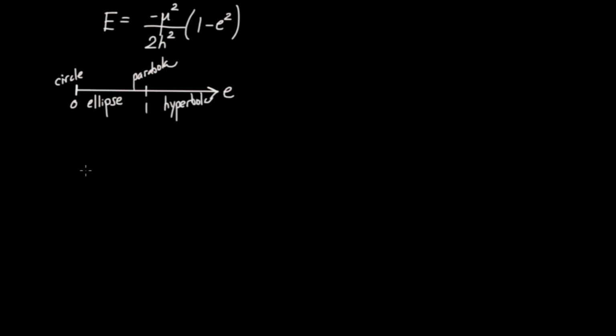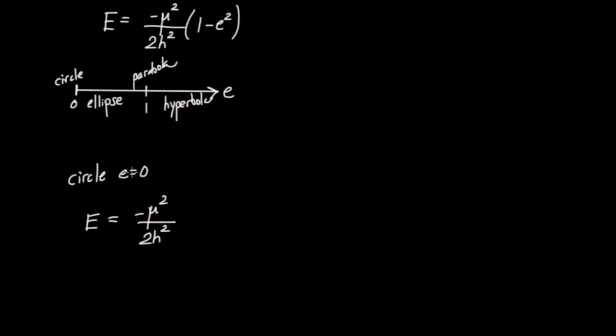When we have a circular orbit, we're going to have that eccentricity being exactly 0. So let's plug in e equals 0 into this equation. And we're going to find that the total energy, big E, is going to be minus mu squared over 2h squared. So we see that the total energy is a negative number, first of all, and that's a very specific negative number.